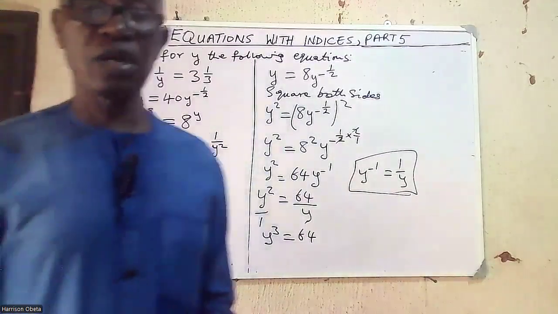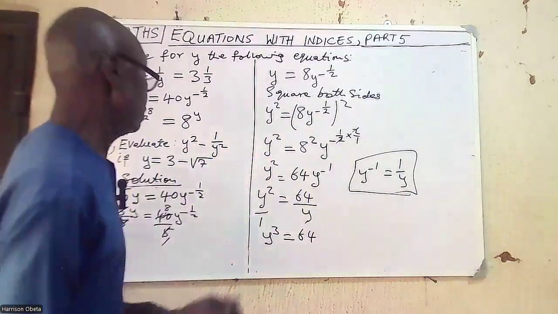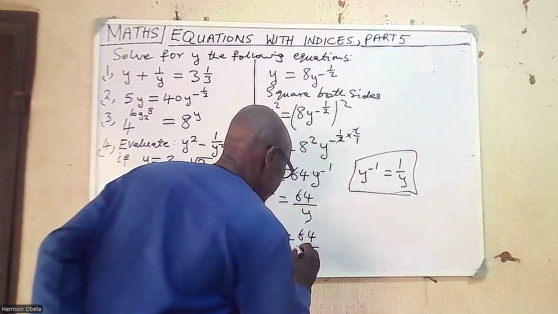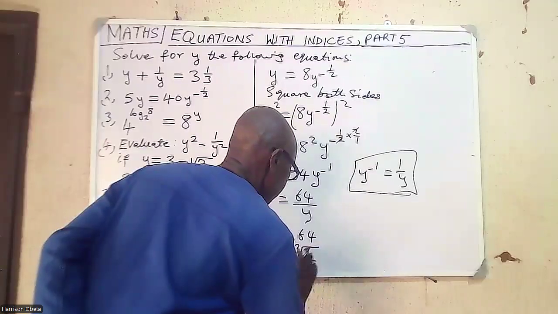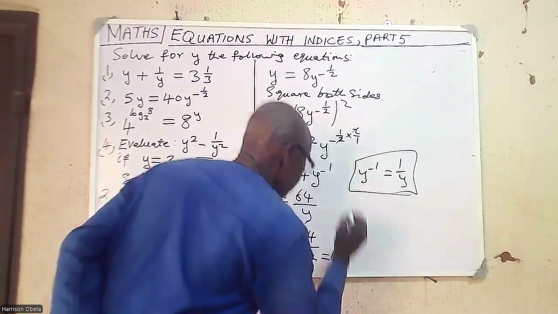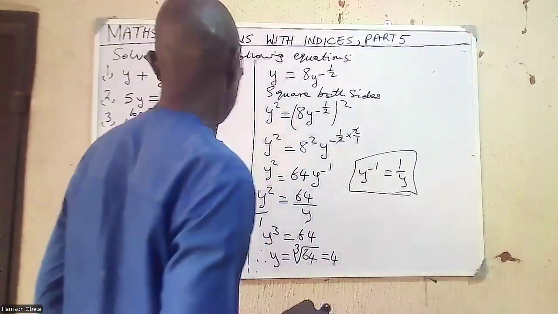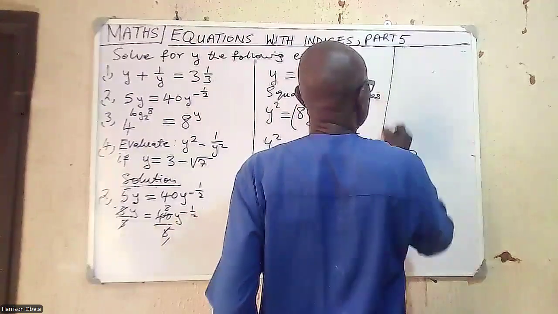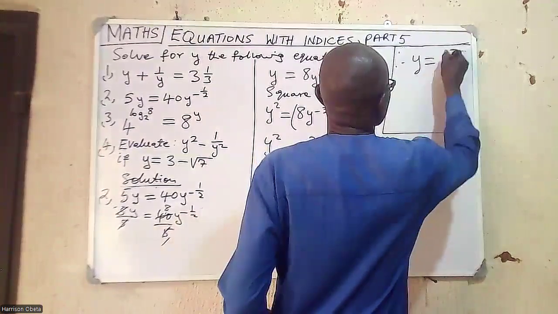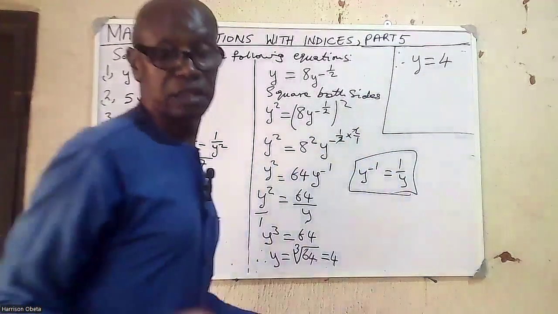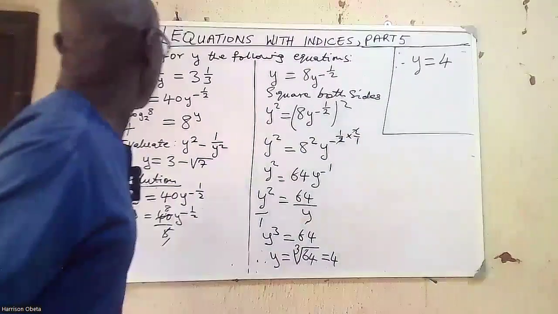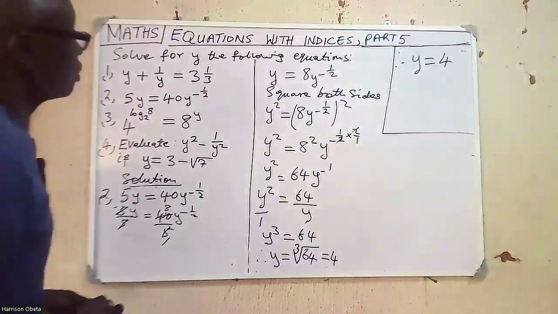For us to find the value of y, we have to find the cube root of both sides. So y is equal to cube root of 64, and that is 4. Therefore, y is equal to 4. That's the answer to number 2. We're now going over to number 3.